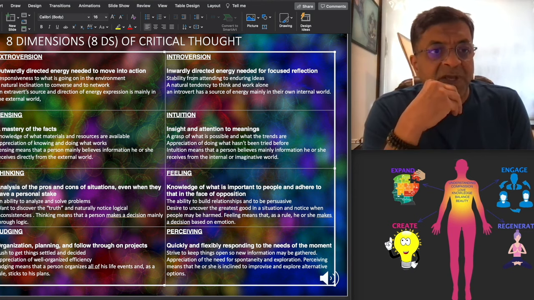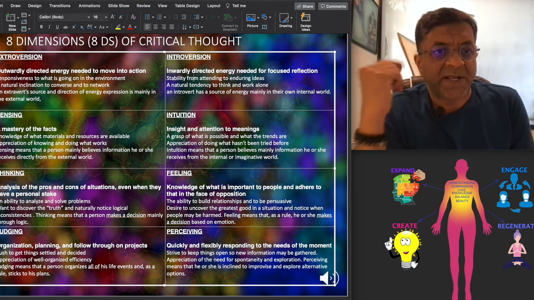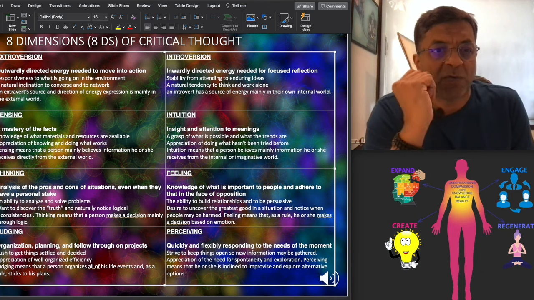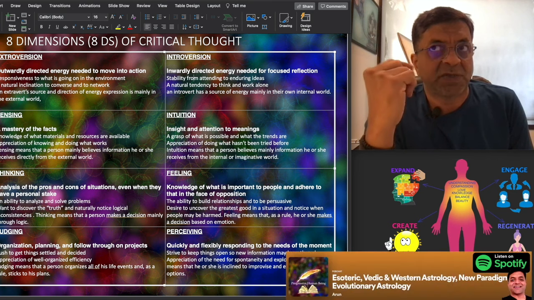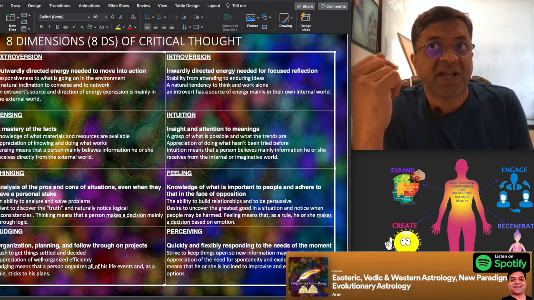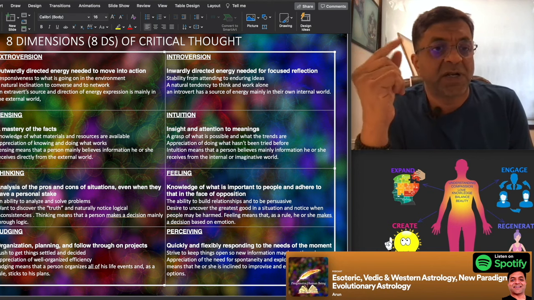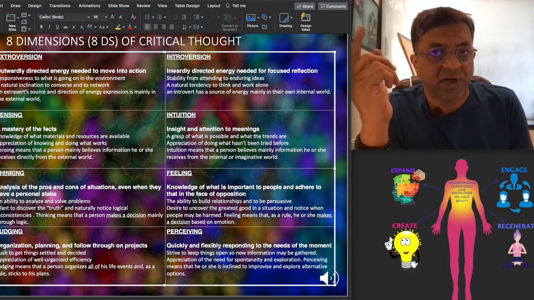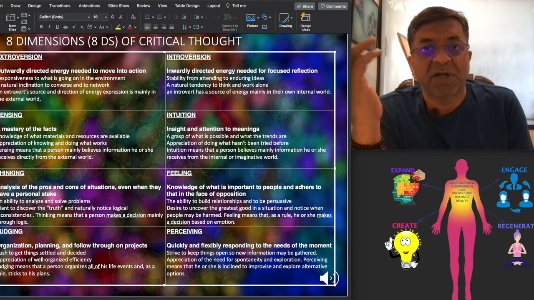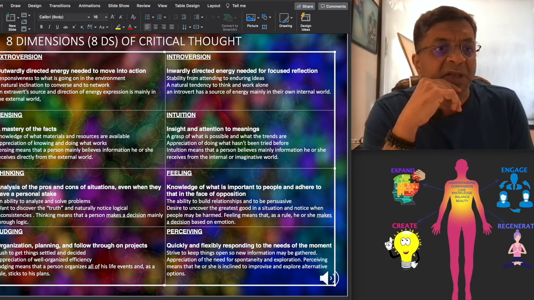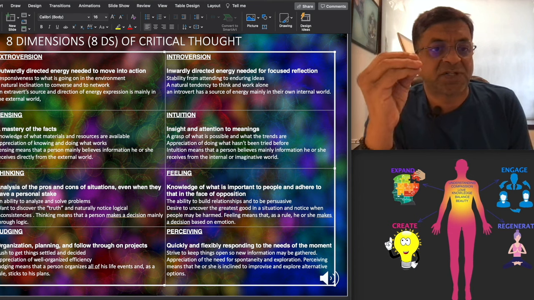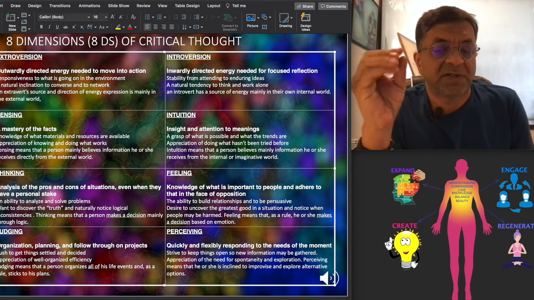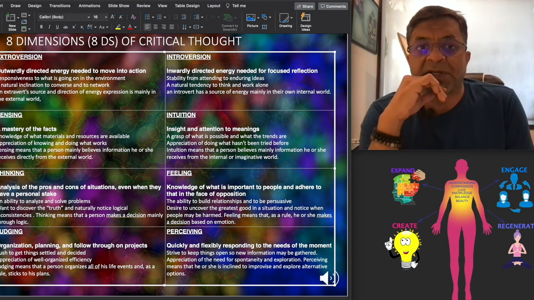Let's go through them. Extroversion is outwardly directed energy needed to move into action. Responsiveness to what is going on in the environment. That's what extroversion is. It is a more responsive type. It's a reactive type of energy. A natural inclination to converse and to network. These people are good networkers, marketing people, social people. An extrovert's source or direction of energy expression is mainly in the external world. That's the key. I've just captured the key points here.